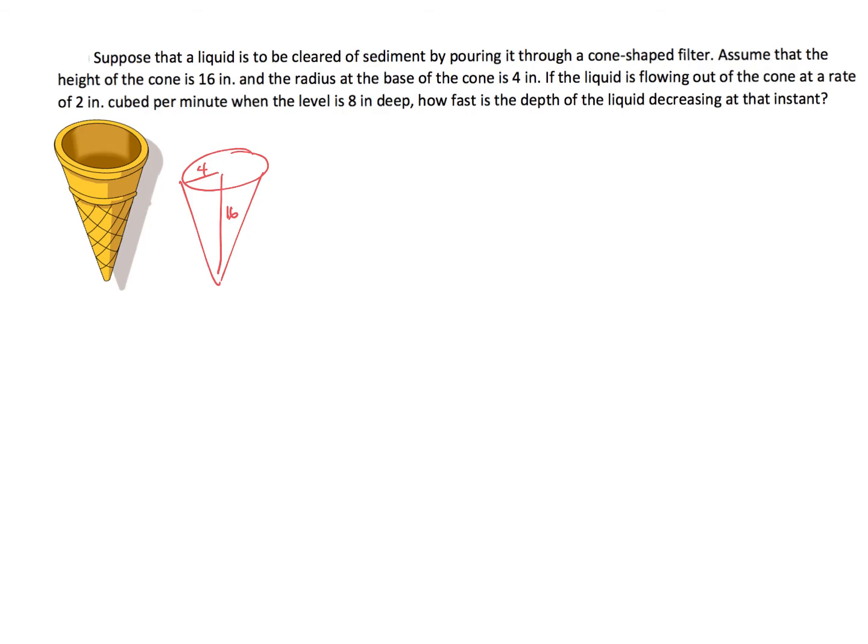No. dV/dt. A volume is changing. The liquid is a volume. So the volume is changing at 2. But what should it be? It should be negative 2. Why is it negative again? It's coming out. All right. Keep reading. When the level is 8 inches. All right. Stop there. What does that mean? What does that give us? The height is 8. H is equal to 8. Good. All right. Keep going.